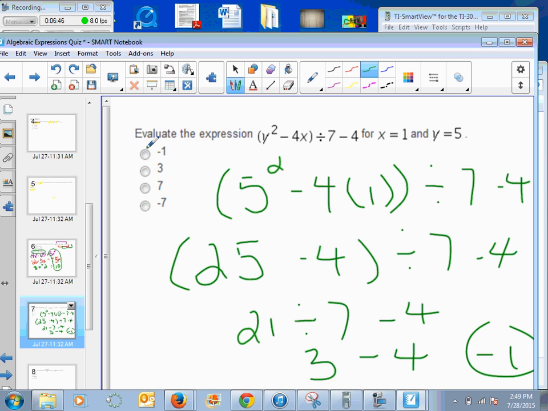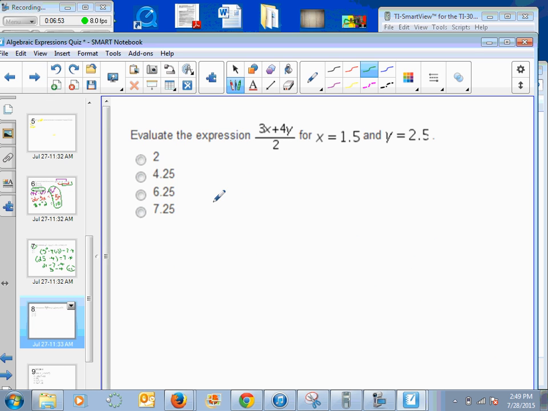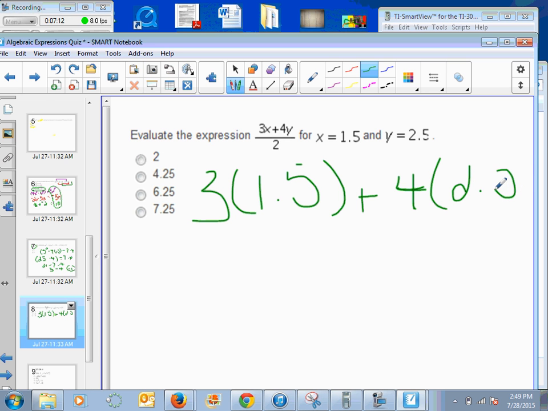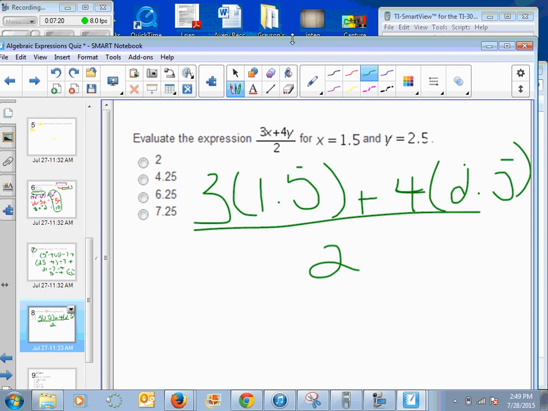Again, you could have used the calculator for that, but the big idea was just plugging that stuff in at the very beginning. Evaluate the expression 3. And you know what I should have mentioned too, when you plug stuff in, plug it in with parentheses. Then we'll remember that it's multiplication. So 3 times 1.5 plus 4 times 2.5, divided by 2. You know what, we'll just go to the calculator.